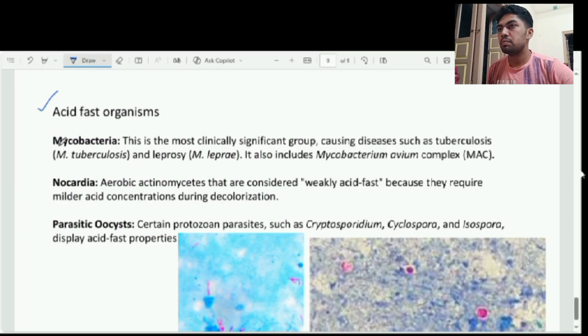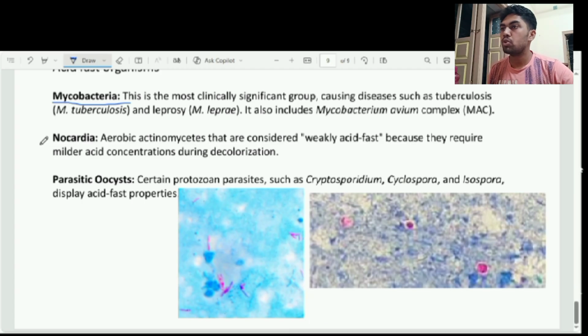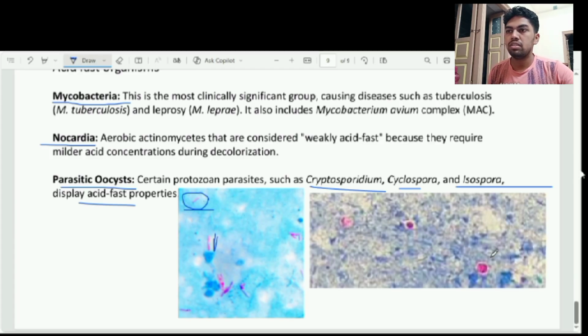What are the acid fast organisms? Already told that Mycobacteria species. Other than that, Nocardia, parasitic oocysts. Some parasites like Cryptosporidium, Cyclospora, Isospora show acid fast properties. So these bacilli are of Mycobacteria. Background is blue color and the bacilli are red in color, and those are the parasites, that is Cryptosporidium. The background is blue and Cryptosporidium stains with carbol fuchsin, that is ZN positive.